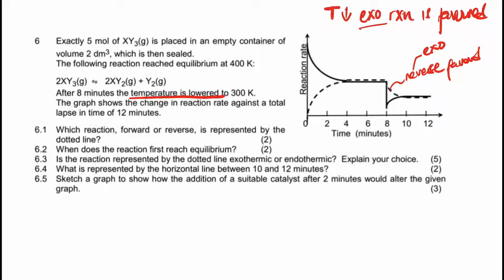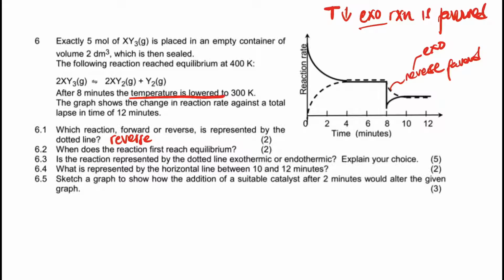6.1, it says, which reaction, forward or reverse, is represented by the dotted line? So the dotted line, guys, represents the reverse. That's not always the case. But since it starts from 0, and the reverse always starts from 0, right? So the reverse starts from 0 always. So the one that starts here is the reverse. So the dotted line is the reverse.